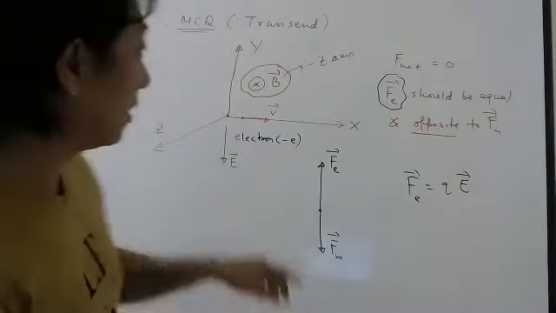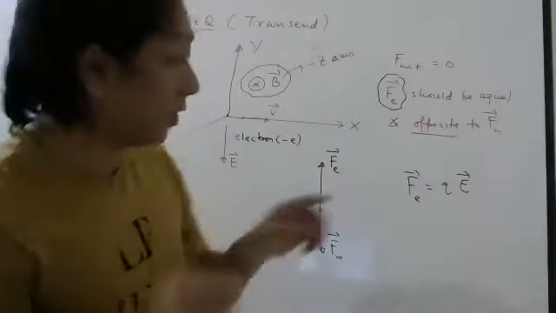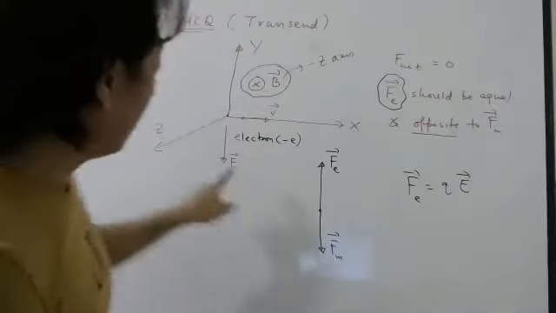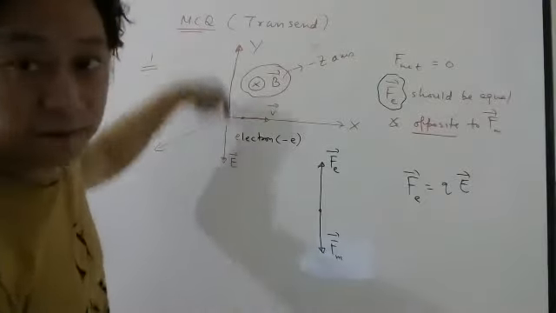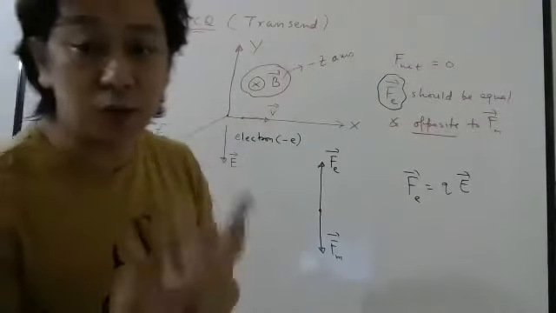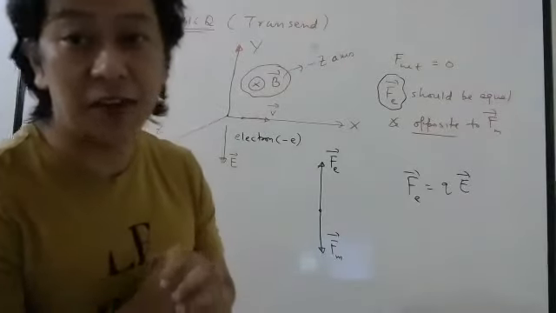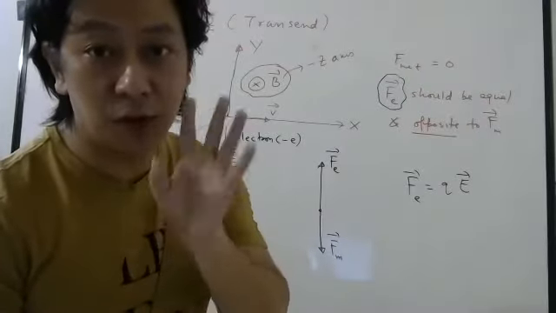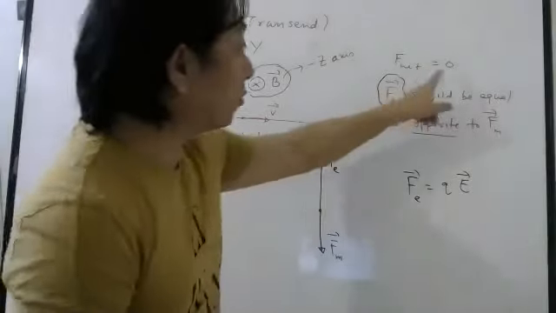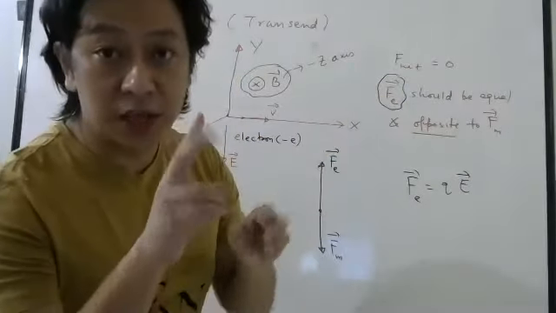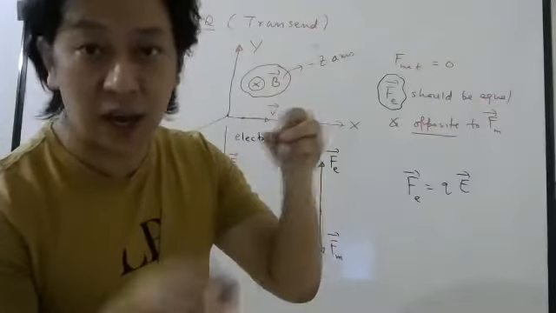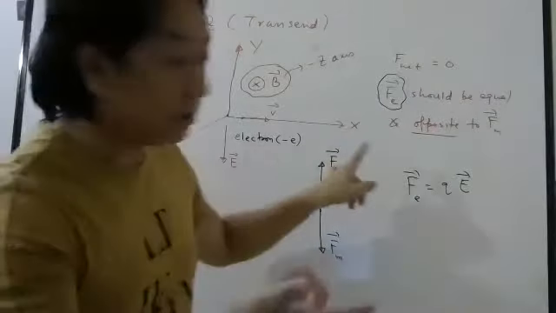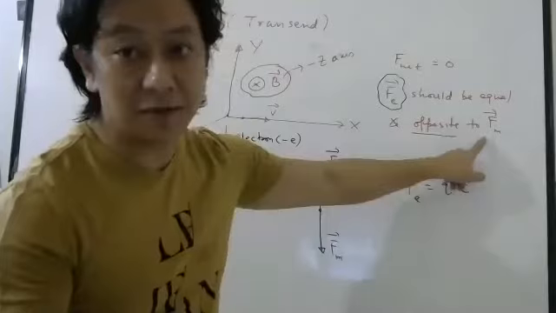Let me revise once. See, electron is moving along positive x-axis in the question. Electric field is applied along negative y-axis. Okay. And then they are asking where should be magnetic field applied so that net force is 0? When will be net force 0? Listen carefully now. Net force will be 0 when two forces are opposite in direction, and equal in magnitude. So one force is electrostatic force because of electric field. Another force is magnetic force because of magnetic field.